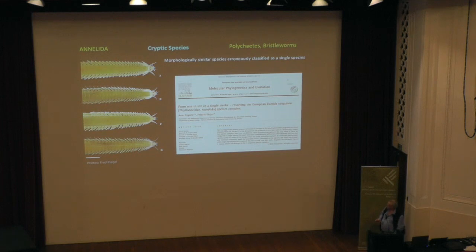With molecular work, as I said earlier, we find new species. So my colleagues in Sweden, Arne Nygren and Fredrik Pleo, looked at Humida sanguinea. They did DNA work on it and also morphology and photographs. They found that the one species was actually 10 species in Europe.